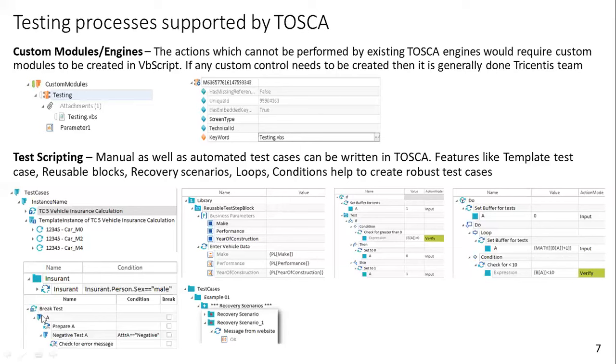Can you see Break test? Break test I have just given. You add a manual test step, and it will automatically tell you to manually pass that particular test case. So if somebody asks, can we have a combination of a manual test step and an automated test step in TOSCA? Yes, you can do that. But can any other tool do that? No, you cannot do that.